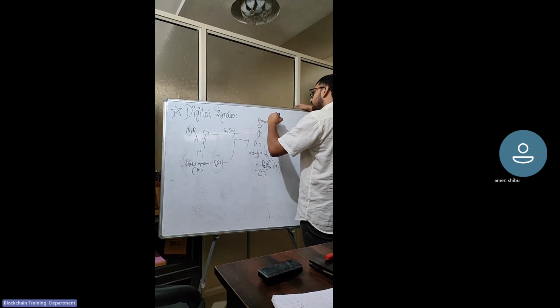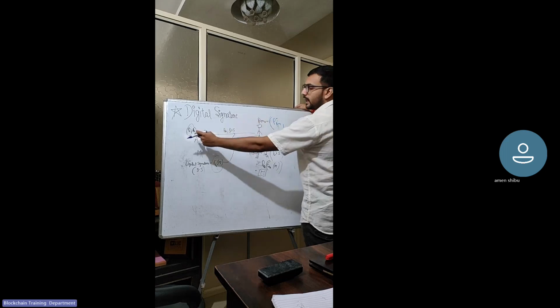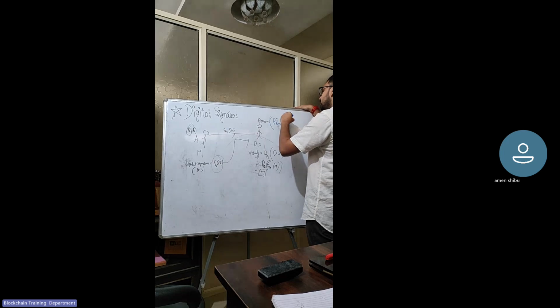Amin has its own keys. I'll say AM because you will get confused. I'm just saying AM: the public key of Amin and the private key of Amin. Okay.